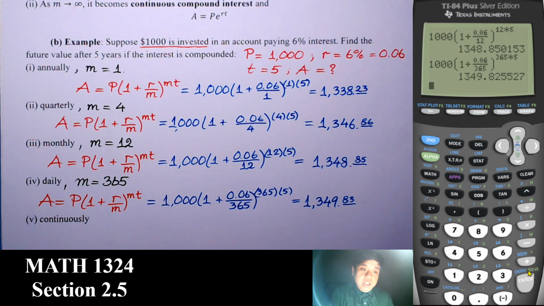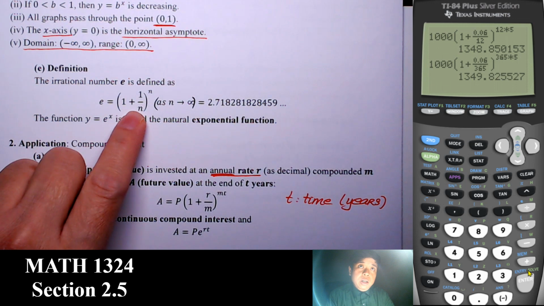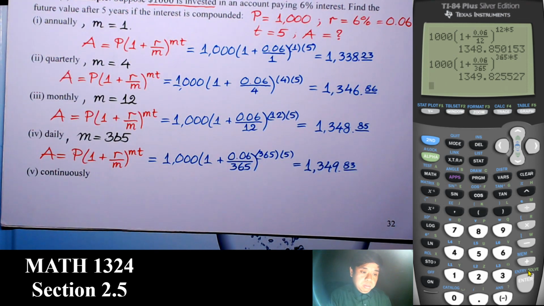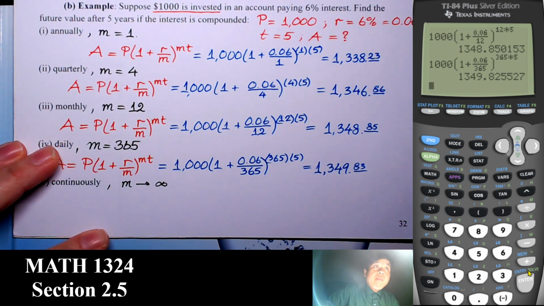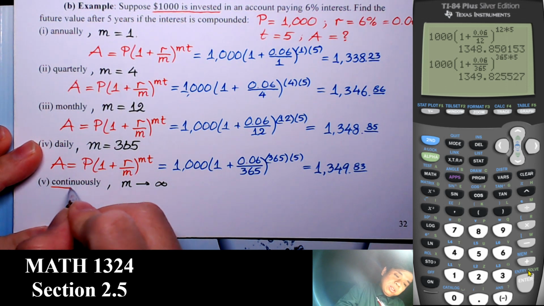Next, continuously. Continuously, that is where we use this formula. So that means as the number of compounding periods a year increases, in this case, if we say it goes to infinity, we use completely different formulas when it is continuous.